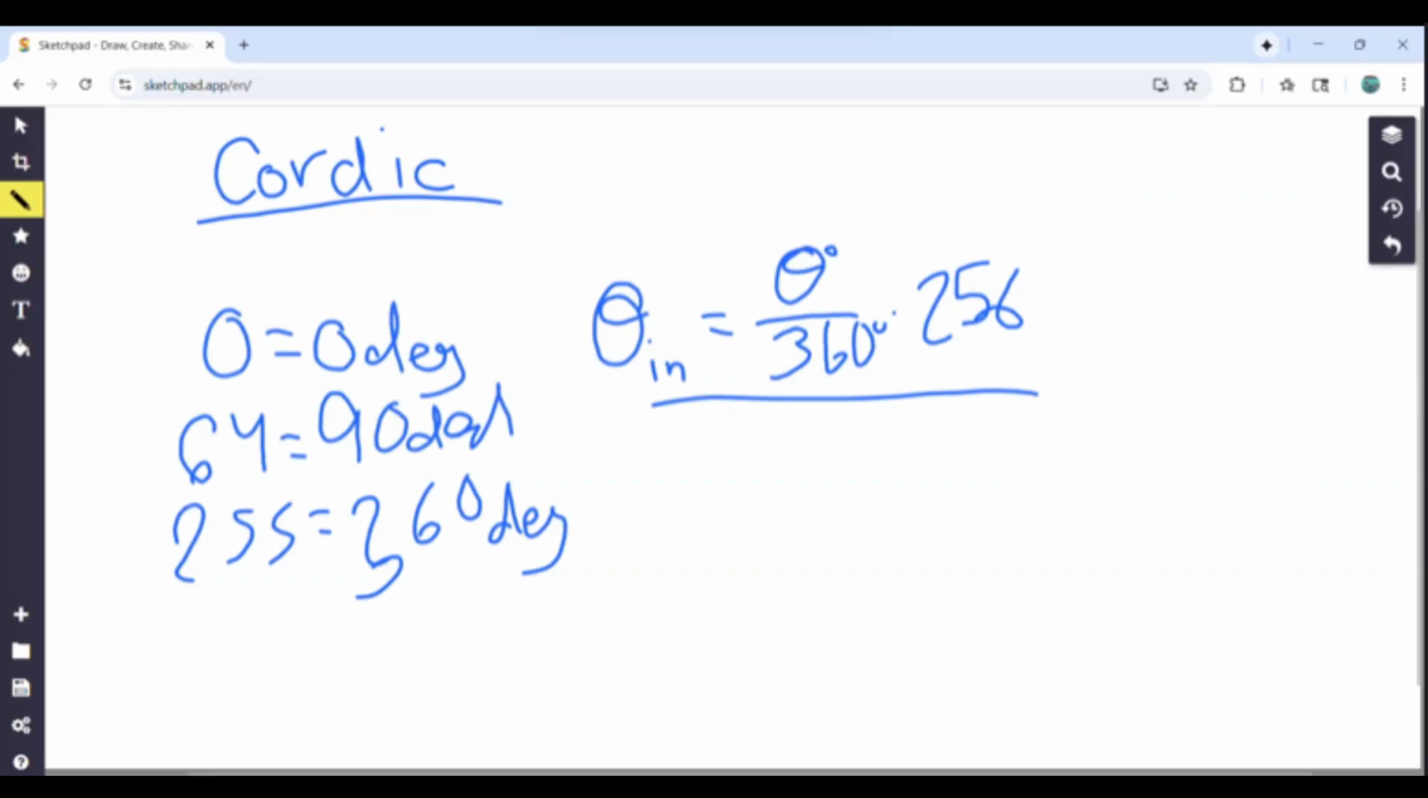The formula is theta input equals the angle in degrees over 360 times 256, rounded to the nearest integer value. This scales the real-world angle into a number that CORDIC logic can use directly, keeping everything in binary and avoiding floating point math. But we first have to define a few variables we're going to use.